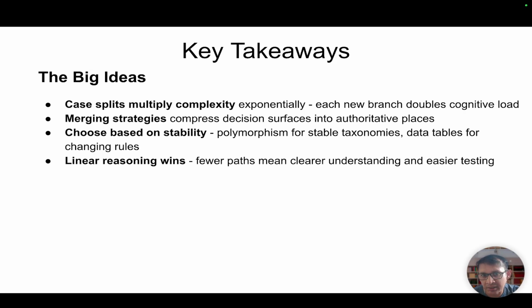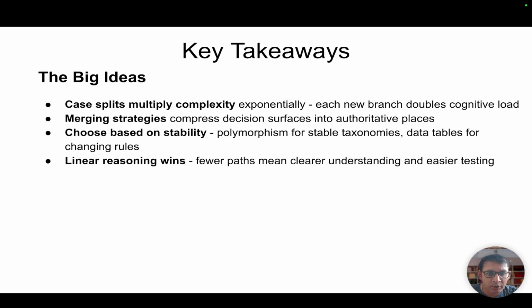Fourth, linear reasoning wins every time. Fewer execution paths mean clearer understanding and easier testing. When you can follow a straight line through your code instead of navigating a maze of branches, both you and your colleagues will be dramatically more productive.